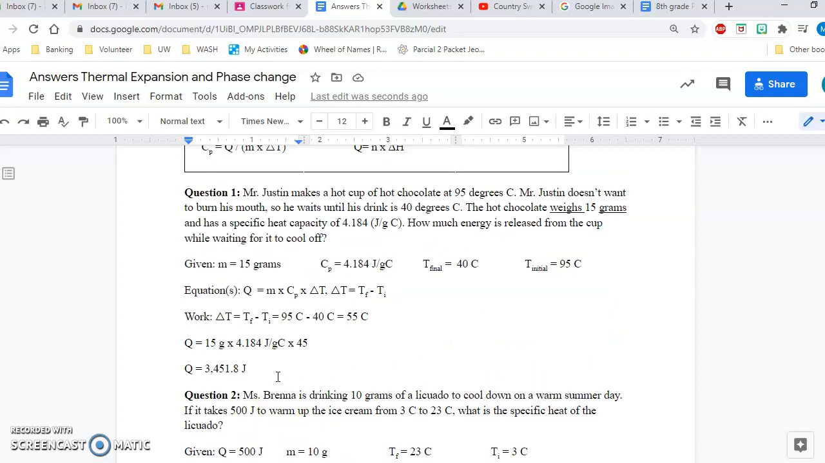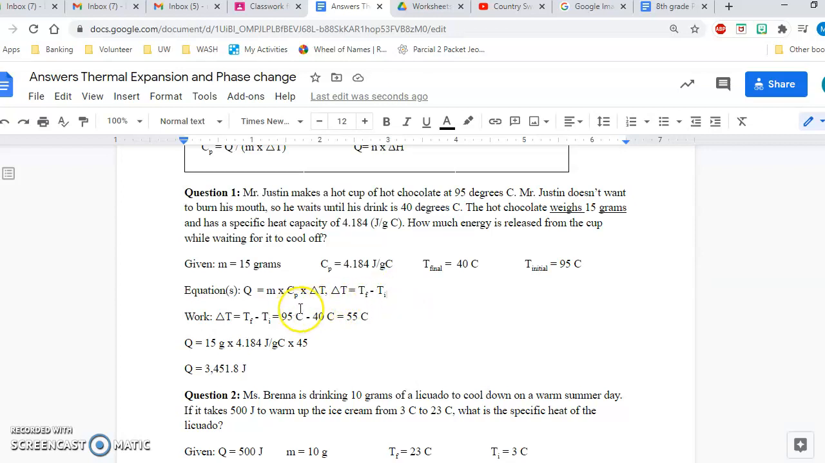Let's look at the equations we're going to use. For this one, we're going to use our Q equals mc delta T. If we tried to use this one all by itself, we would have our M already defined. We can plug 15 grams in for M right away and be good. We can plug 4.184 in for CP right away and we can be good, but we need delta T still. So that's why we're going to use delta T is equal to TF minus T initial.